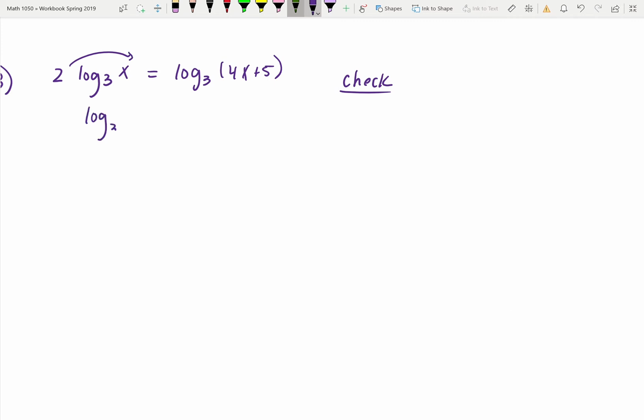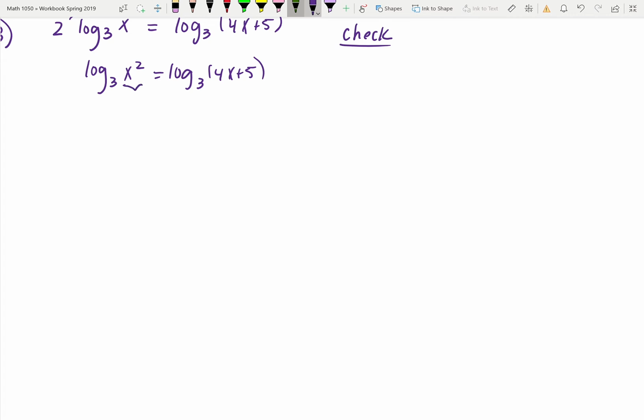So now I have log base 3 of x to the second is equal to log base 3 of 4x plus 5. Now if log base 3 of this is log base 3 of that, those things must be equal to each other. It's not that the logs disappear, it's that they have to be the same if the logs are the same. So set that equal to 0: x to the second minus 4x minus 5 equals 0.